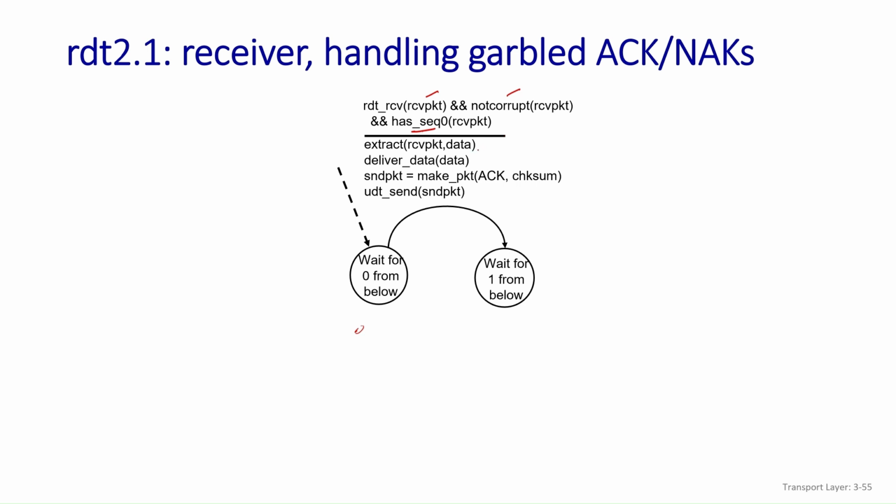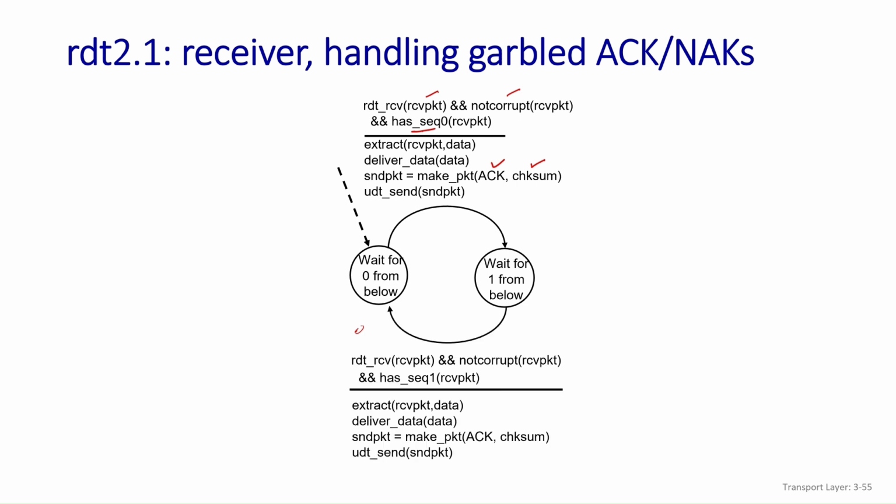Okay? It will extract the data, forward the data to the upper layer, and it will make a packet which is an acknowledgement, and this should also include what? Checksum, so that the sender can identify when it receives an acknowledgement or, let's say, negative acknowledgement, whether it's corrupt or not, right? And then it sends the acknowledgement to the sender and makes a transition to the next state, which is wait for 1 from below.